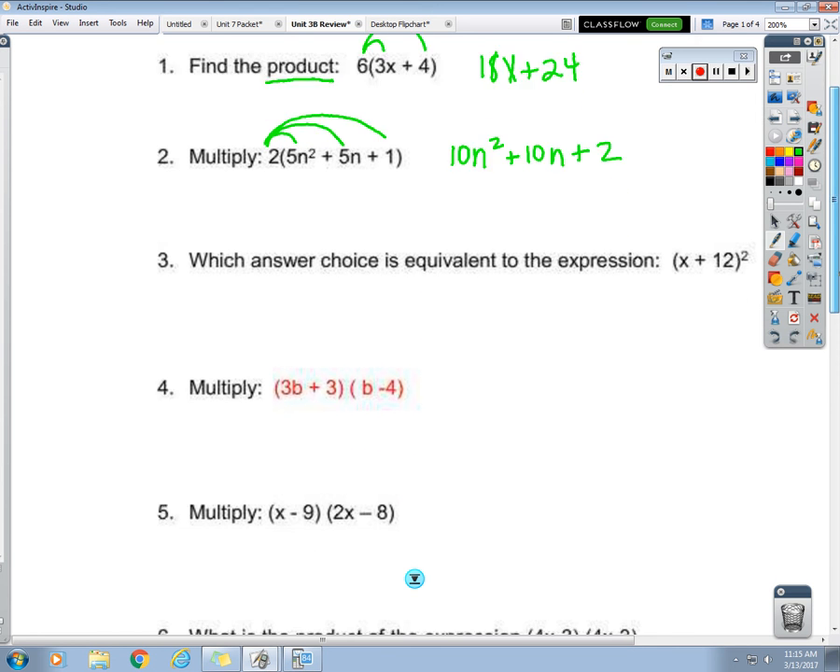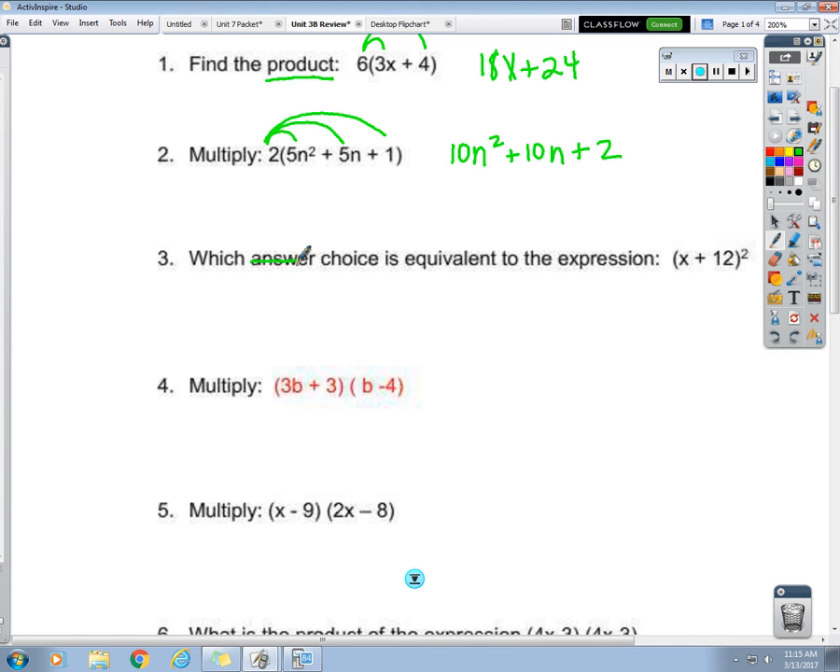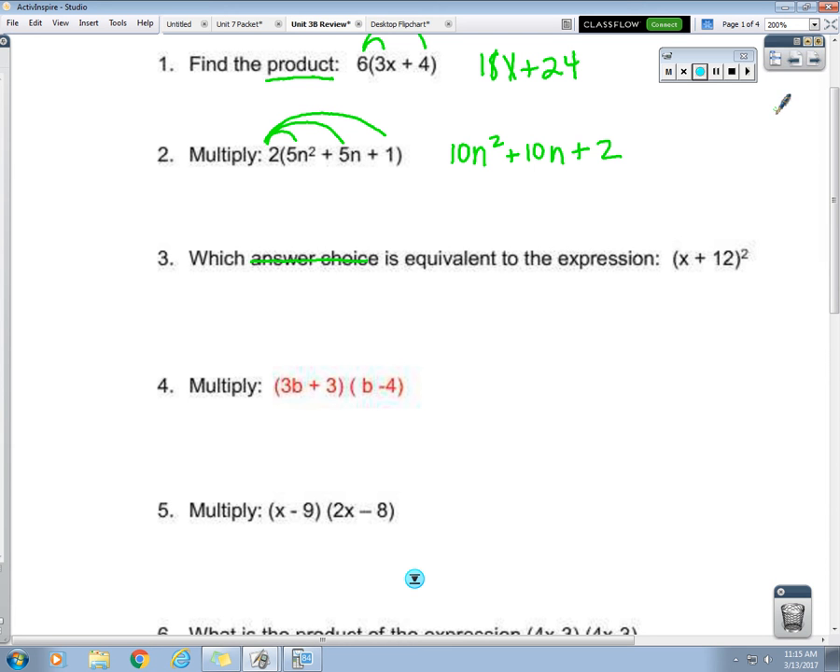Number 3. This was a typo. There are no answer choices. They just want you to simplify the expression x plus 12 squared. What does that mean when something's squared? That means there's 2 of them. So instead of writing the exponent 2, couldn't we just mark it out and just go ahead and write x plus 12 again? Now how do you simplify something like that?